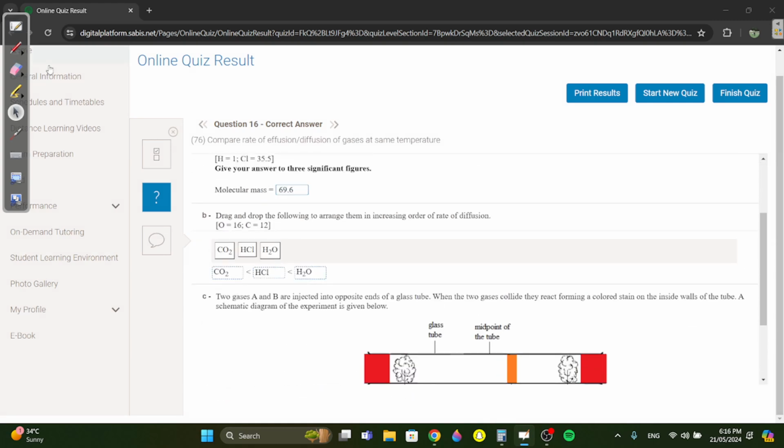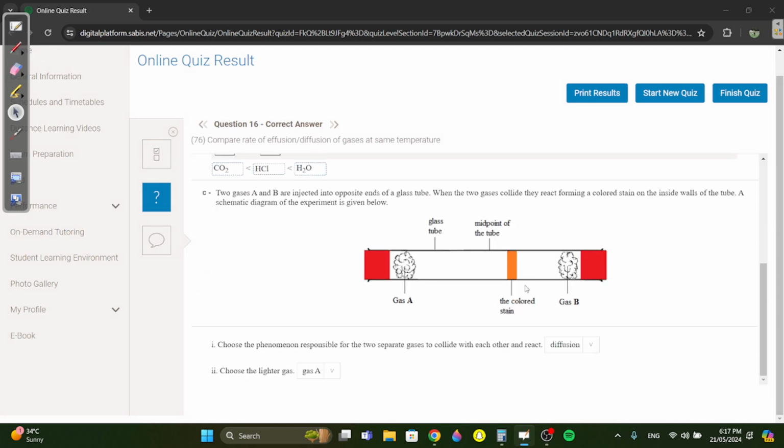Order it from biggest to small, fastest to slowest. Surely the slowest will be the heaviest and the fastest will be the lightest, because carbon dioxide is 44, HCl is 36.5 and H2O is 18. Then here, what is this process called? Diffusion. Where will it meet? Since they met closer to B, that means A is the faster one because it reached here before B reached. Okay, question 17.